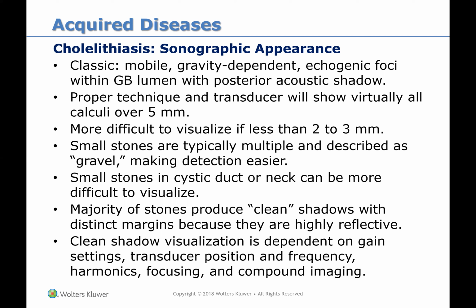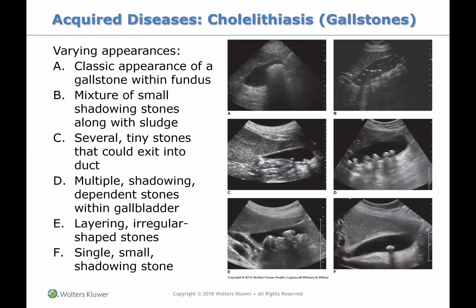And small stones, which I have seen, aren't just that normal echogenic appearance. They appear more like gravel, like multiple stones. Sometimes you'll see the whole bottom of the gallbladder just shadowing. What's happening is there are those small stones and they have a sand appearance. The majority of stones produce clean shadows with distinctive margins because they are highly reflective, and it makes it really easy to see.